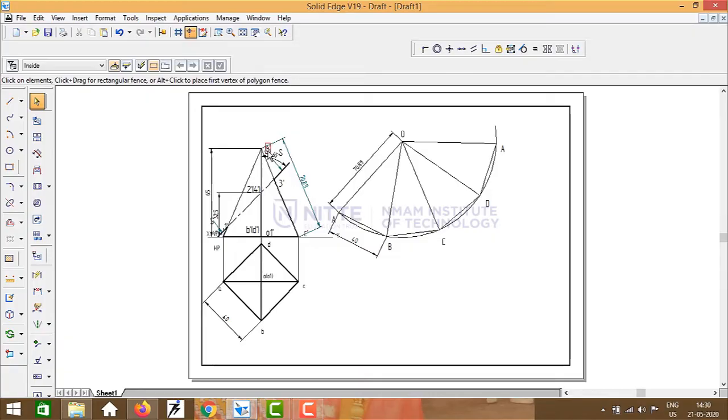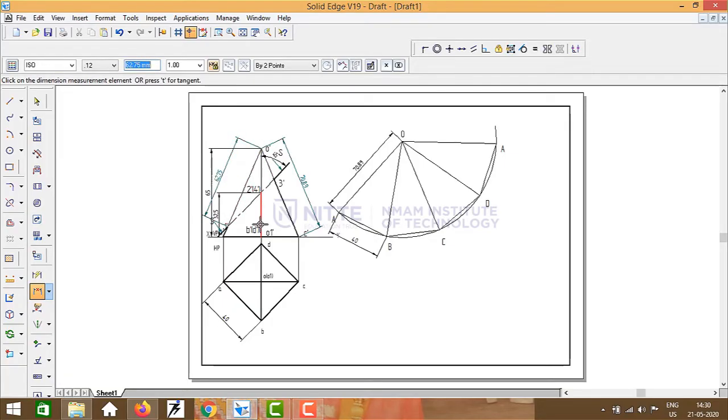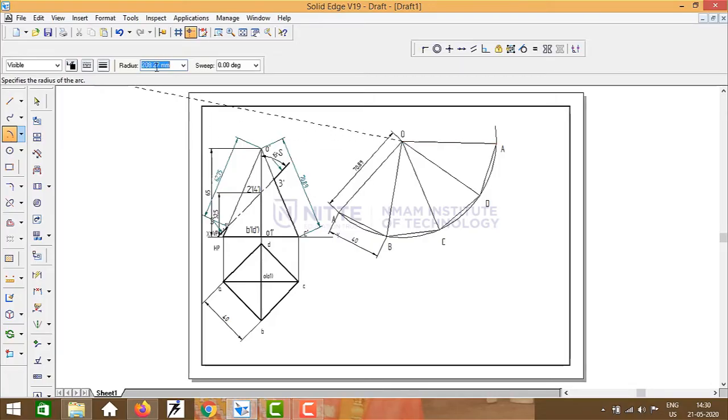Let's see now. O dash A dash is cutting at point 1 dash, right? So this is the point 1 dash. And this O dash A dash is nothing but the true length, that is 70.89 itself. So you can measure the O dash to 1 dash distance. Measure it, the distance between O dash and 1 dash is 62.75. So cut it on OA: go to arc by center point, select the point O, give the radius 62.75, and cut it on OA. So this will be the point 1.